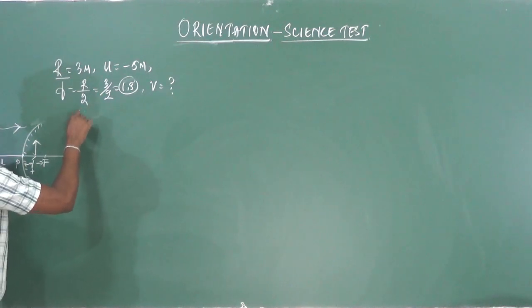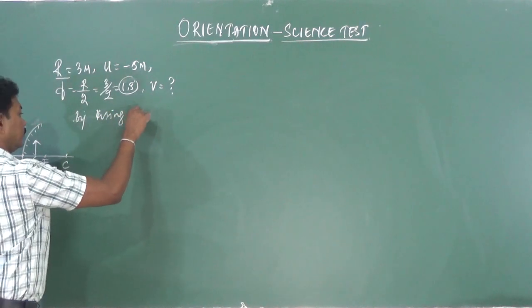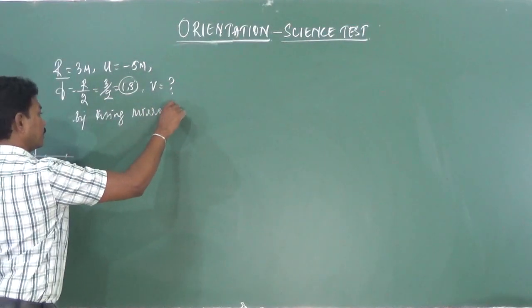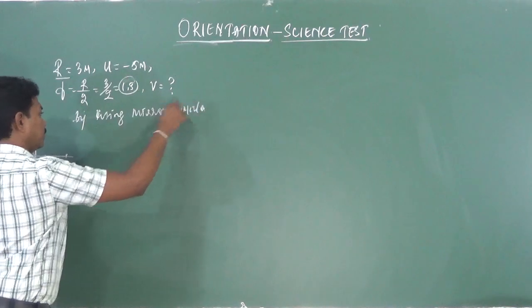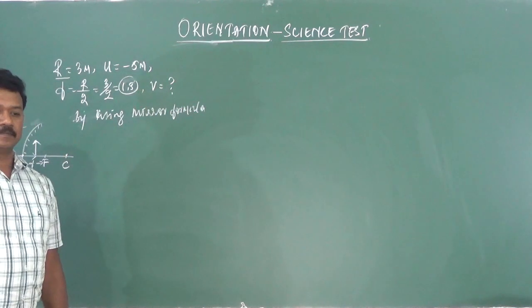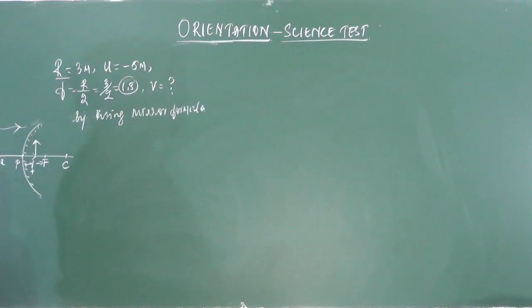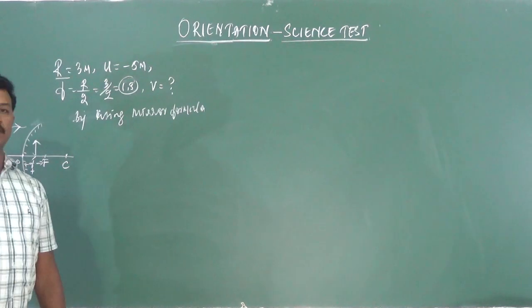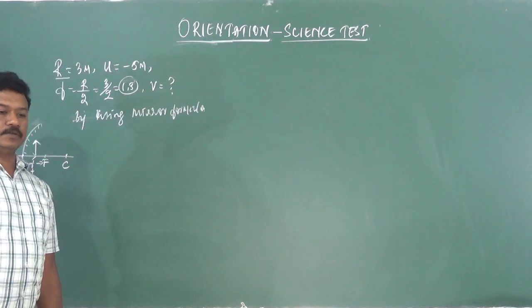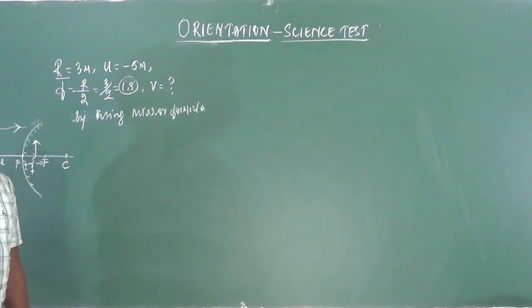By using the mirror formula, nobody has written this statement. You just put the formula, substituted the values, and went with the answer. See, getting the answer at the end of the problem is not the criterion. How you reach it, in what style, what way you are going to reach the solution of the problem, that is important.